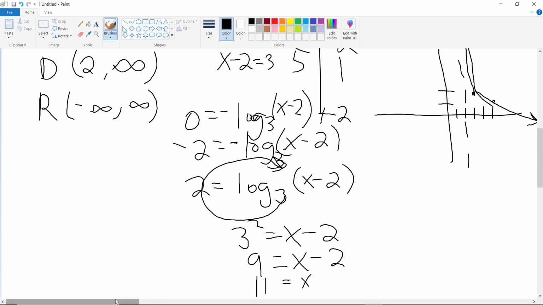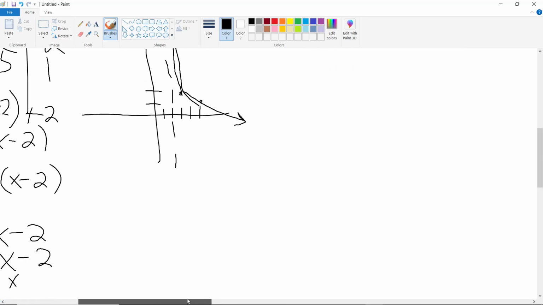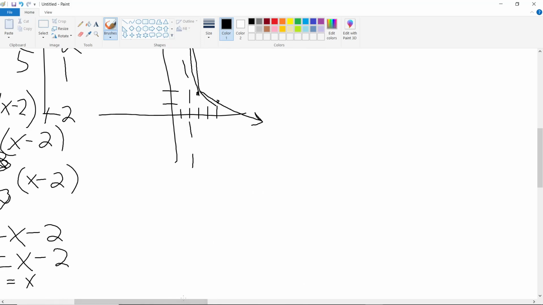When it's an upside down one, when it's got a negative in front of the log, I try to find out where it crosses the x-axis. So 1, 2, 3, 4, 5, 6, 7, 8, 9, 10, 11. So I was a little bit off when I originally drew it. It's got to be something like that. Okay, so that's why I should have done that first. So there it is.